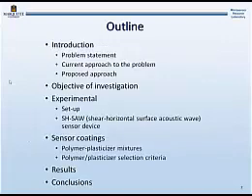So this is a brief outline. After the introduction, I will explain the objective and motivation for this research. In the experimental part, I will explain the shear horizontal surface acoustic wave sensor device we use. And we put special emphasis on why we use plasticizers in our sensor coatings and how we select them. And then we'll come to the results and conclusions.